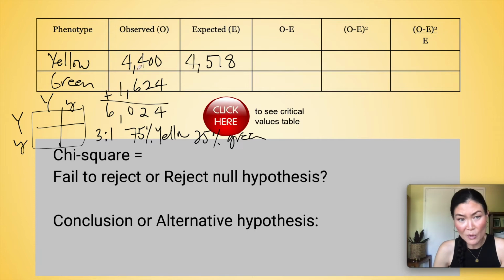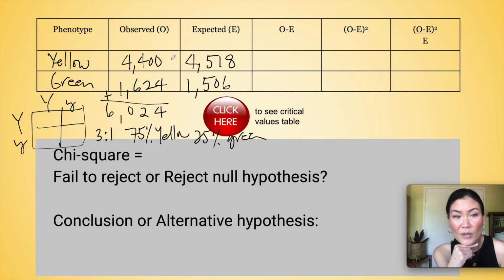What we saw in the experiment, though, is 4,400. And then the expected for green, 25% of 6,024, is 1,506. Just looking at my numbers, if I got 4,400 yellow and 1,624 green, I'd be like, yeah, that's pretty close to what's expected. But we need to do a chi-square test to truly see if what we observed is not significantly different than the expected. Remember, our null hypothesis is that our observed is not significantly different than the expected.